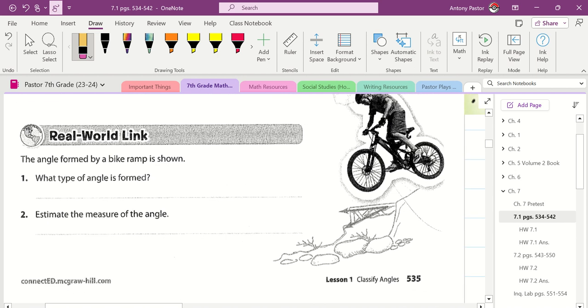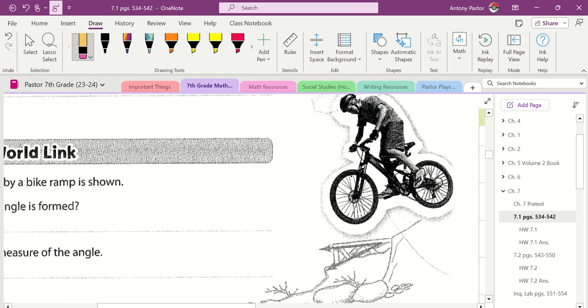So, real world link. This guy is riding his bike. He's jumping off a ramp. That ramp forms an angle. What type of angle is that? That's an acute angle. Remember, the angle's drawn right here. So this is the angle there. That's an acute angle.